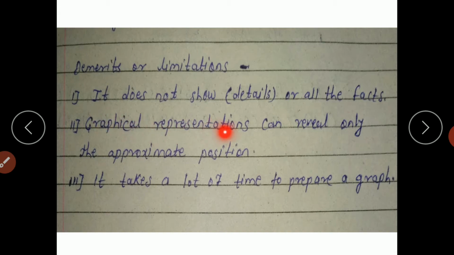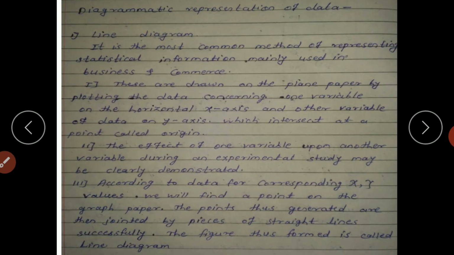Graphic representations can reveal only the approximate position. So again, this is one of the demerits. Then, it takes a lot of time to prepare a graph. Of course, with grouped data information, when we want to draw a graph, it takes a lot of time. These are some demerits or limitations. So this was about the merits and demerits of graphic representation.